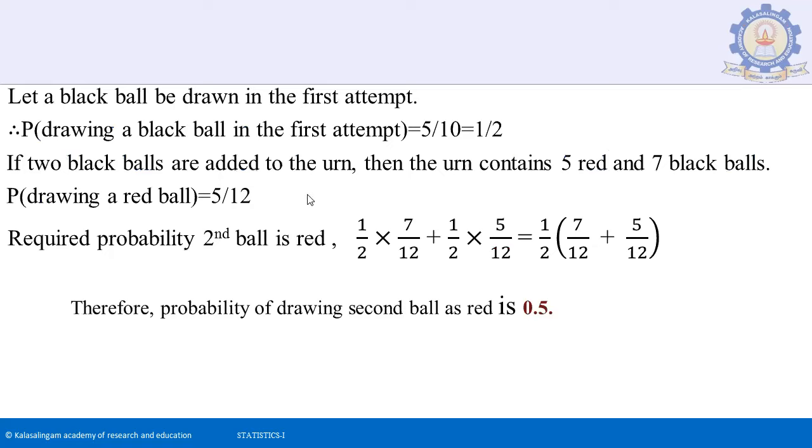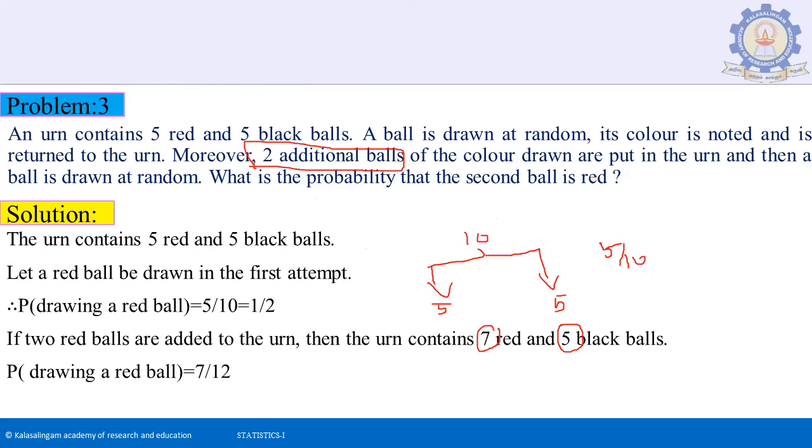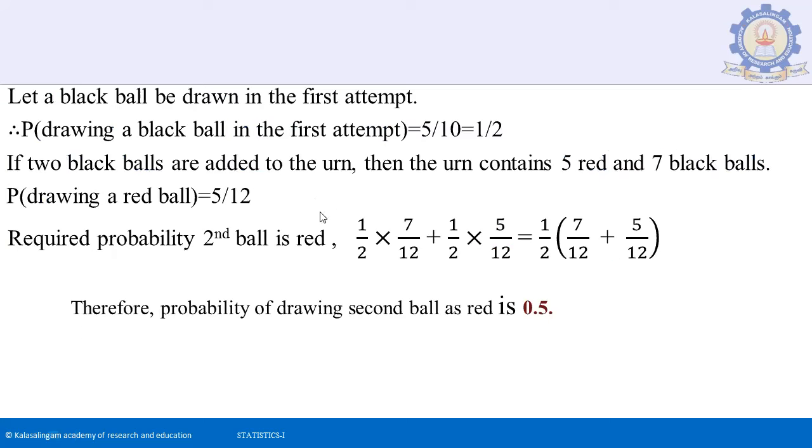Let a black ball be drawn in the first attempt. The probability will be 5 by 10, which is 1 by 2. If the 2 balls are added to the urn, the urn contains 5 red and 7 black balls. If we draw a red ball, it will be 5 by 12. We don't know what the 2 balls are. If the 2 balls are red, it will be 7 red and 5 black balls. If the 2 balls are black, it will be 5 red balls and 7 black balls.